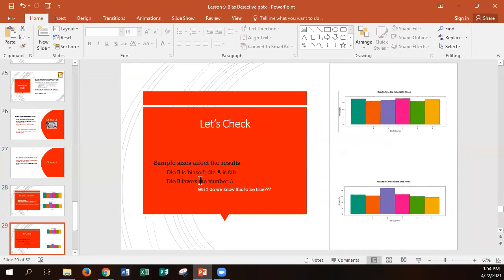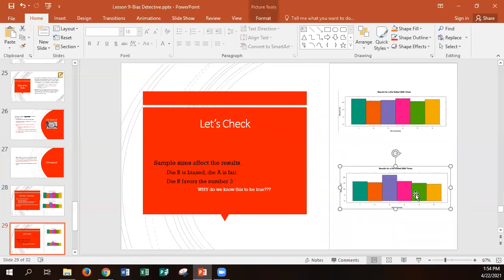So let's see. We can clearly see, right? It's much more clear when you have a much larger sample size to work with, because there's a clear distinction on the 3 there, right? So we want to see that sample sizes affect our results. Sample sizes allow us to see the more we roll our dice, the higher our sample size is, the clearer our bias is going to show, okay? So we can clearly see that die B favors number 3 here. Okay, it is biased toward number 3.